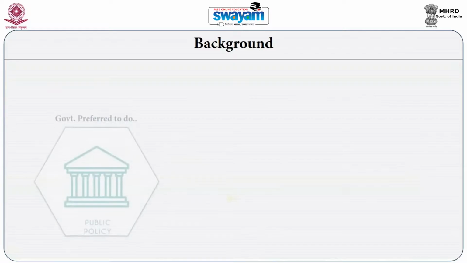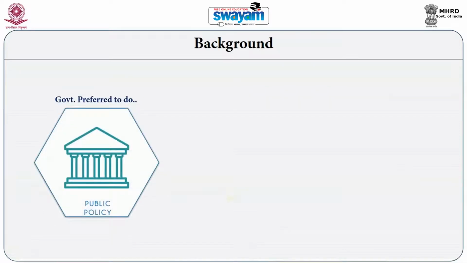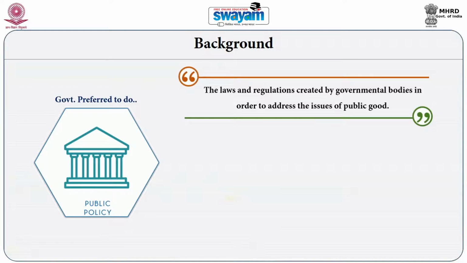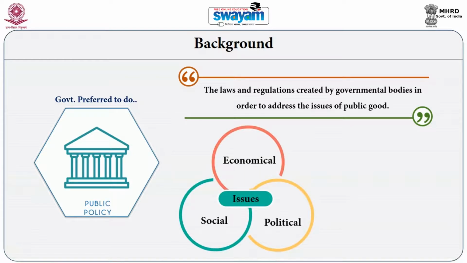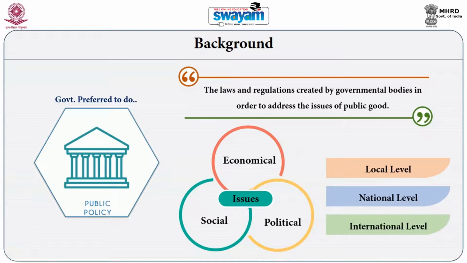Now, a more general definition is also given by policy experts: whatever the governments prefer to do, or are interested or not interested to do, is defined as public policy. The laws and regulations created by government bodies in order to address issues of public good are also seen as public policy. These issues can be economic, social, political in nature and exist on local, national or international levels.